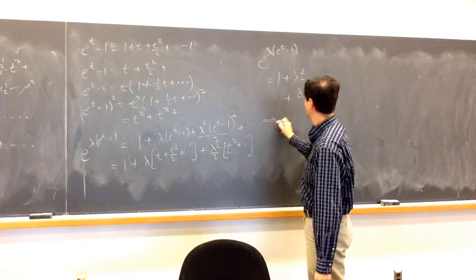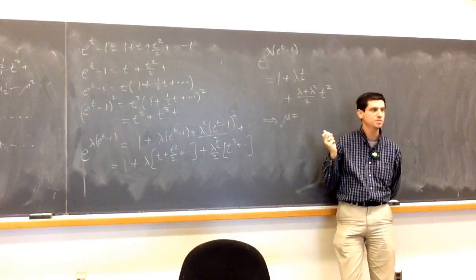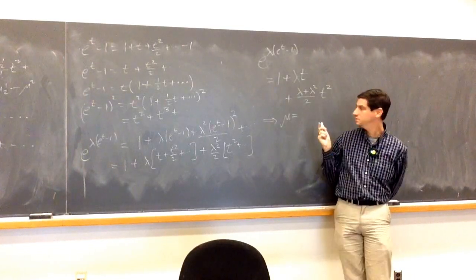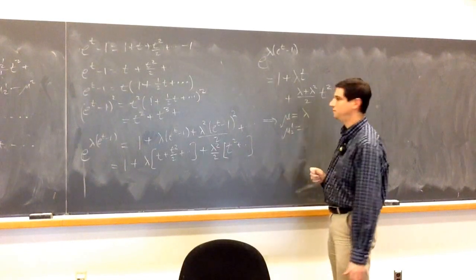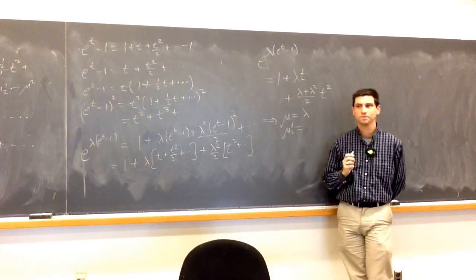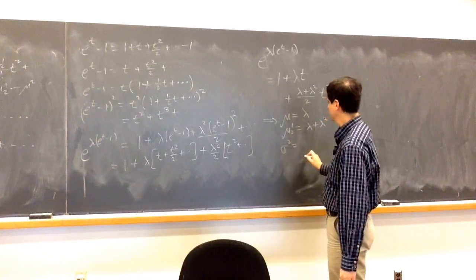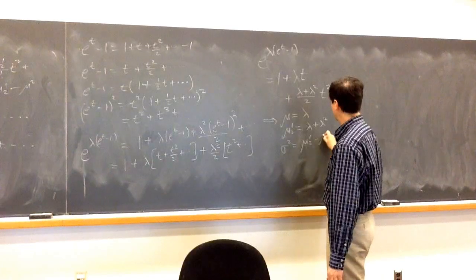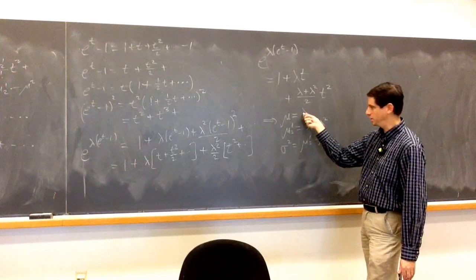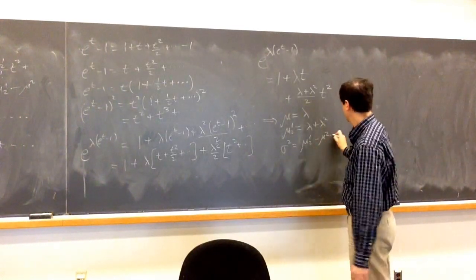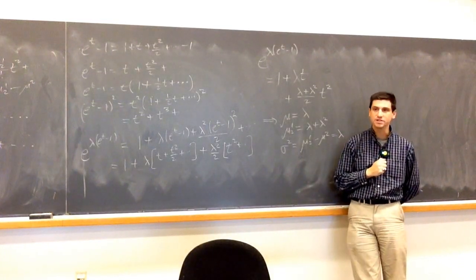So this implies that the mean is equal to, so what does the mean have to be? Has to be lambda. And the second uncentered moment has to be lambda plus lambda squared. And so the variance is the second moment, uncentered, minus the square of the mean. So we get lambda plus lambda squared minus lambda squared, and we get just lambda. So we now have the mean and the variance of a Poisson.